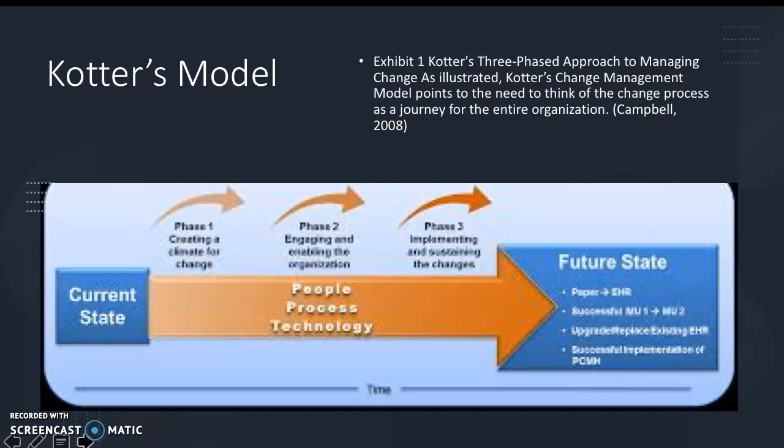He developed this model after observing numerous organizations before, during, and after the process of transforming or executing their strategies. So he breaks down organizational change leadership into change management steps. In his steps, he talks about creating a climate for change, engaging and enabling the organization, implementing and sustaining the changes, and thinking of the change process as a journey. The journey will be smoother if everyone understands the current state and the future state.